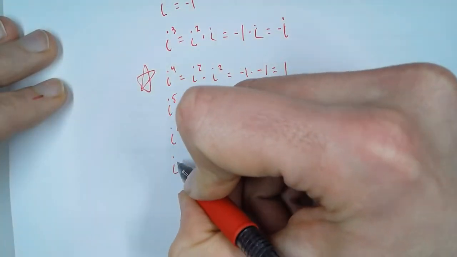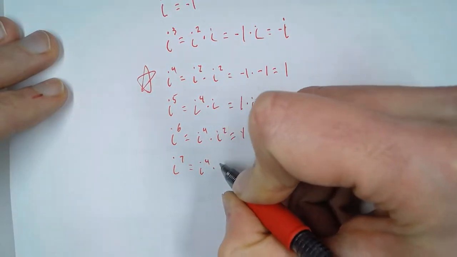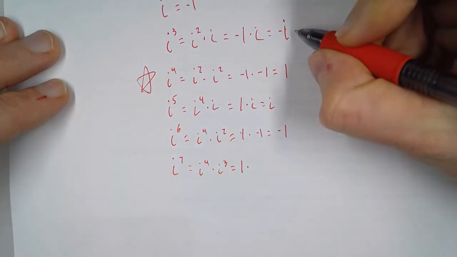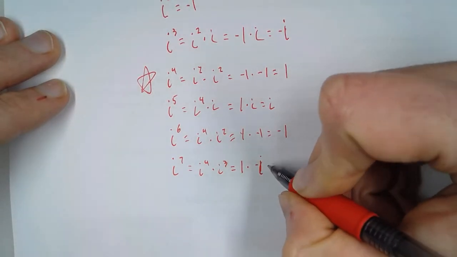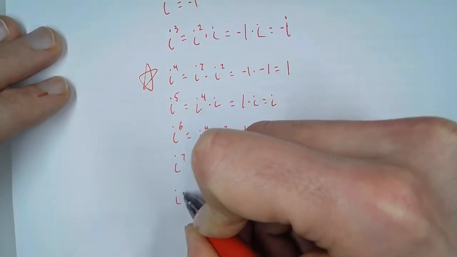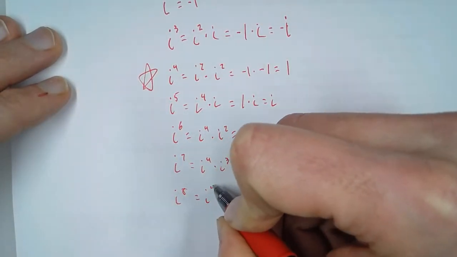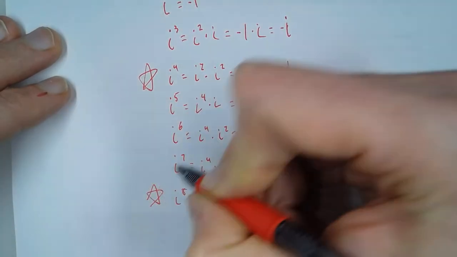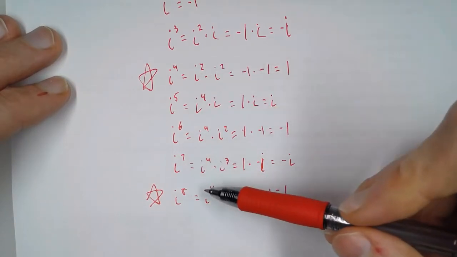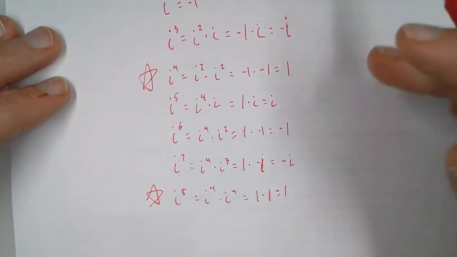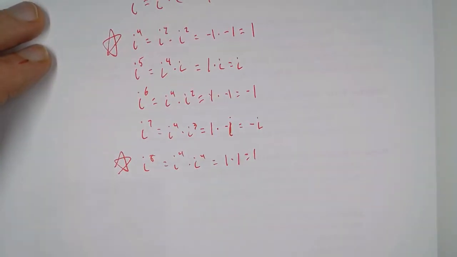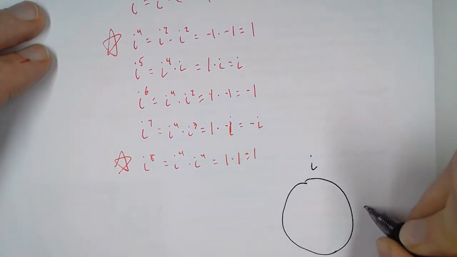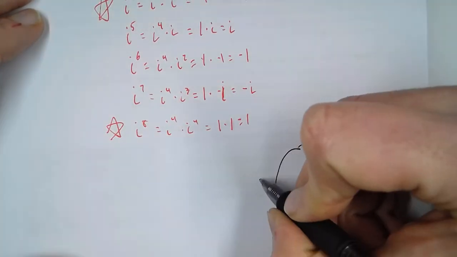And then we have i to the 7th, which is i to the 4th times i cubed. So i to the 4th was 1, and i cubed was negative i. And then i to the 8th, which is i to the 4th times i to the 4th, which is 1 times 1, which is 1. So what have we got? We got 4 to work, and we've got 8 to work. Now we've got this pattern, and i's work on a cycle.